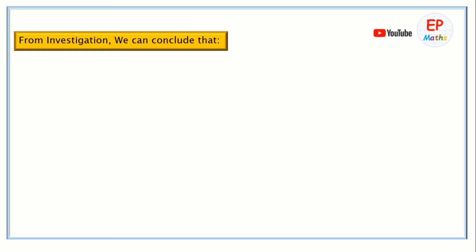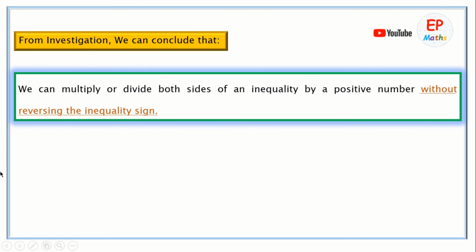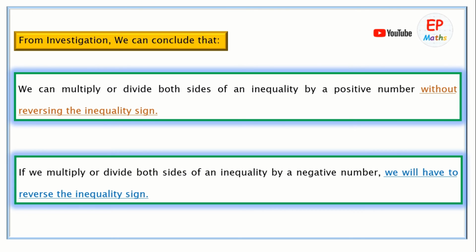So, from our investigation, we can conclude that we can multiply or divide both sides of an inequality by a positive number without reversing the inequality sign. But if we multiply or divide both sides of an inequality by a negative number, we will have to reverse the sign of inequality. So I believe this is very, very clear.